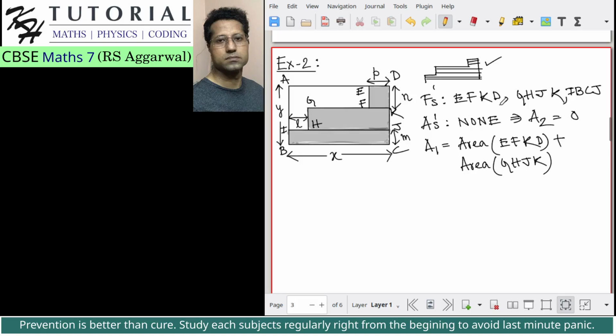I must know the dimensions of all these three rectangles, because eventually I have to find the area of all these rectangles. I hope I can, because I was not really that conscious. Let me quickly check. EFKD, I know what DK is.